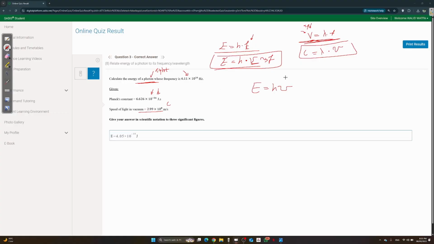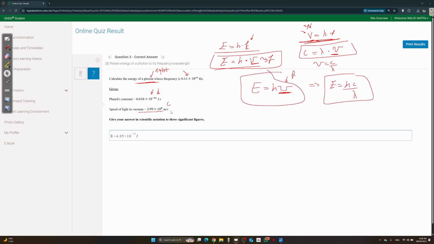The problem is that sometimes they won't give you the frequency directly. If they don't, then you're going to have to change this formula into something else. What would ν equal here? ν is equal to c over lambda. So you can substitute c over lambda, so it's E is equal to h c over lambda. This formula you have to have memorized.